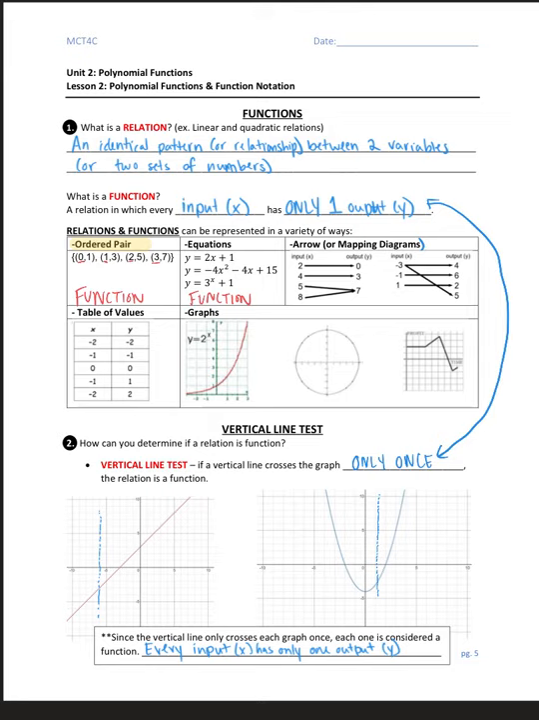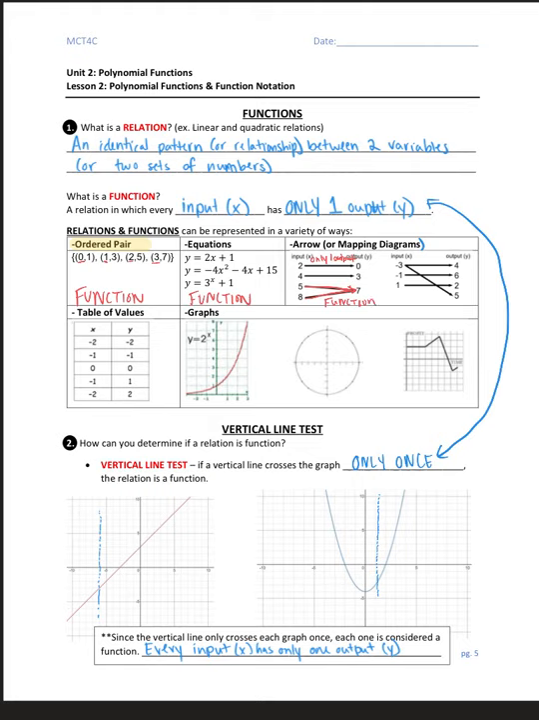Let's look at these arrows, okay? Something to think about here. We have an input, 5, that has an output of 7. 8 also has an output of 7, okay? But 5 still only has one output. Two of our inputs have the same output, but they still only have one output for each of them, so this is a function.